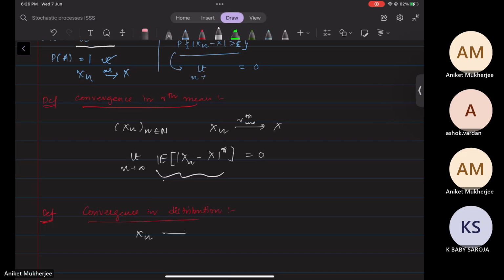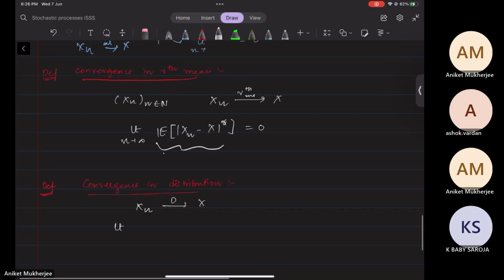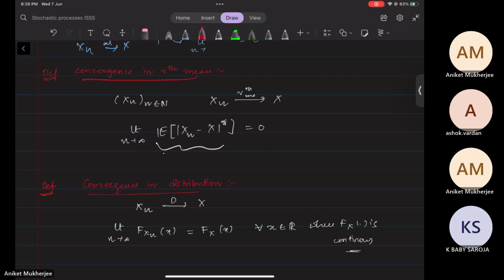So Xn converges in distribution to X if the limit as n tends to infinity of F_Xn(x) equals F_X(x) for all x belonging to R where F_X is continuous. This is also known as weak convergence. This is the weakest of all convergences.